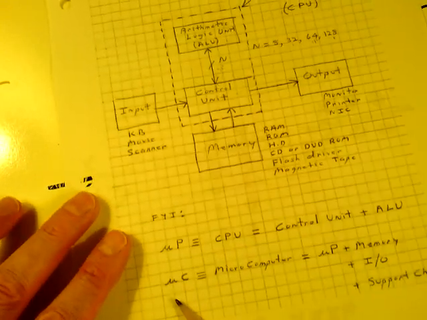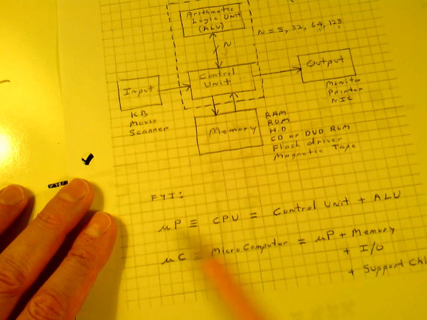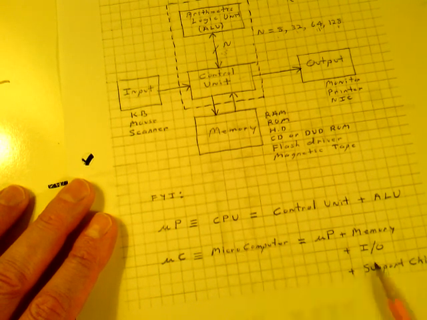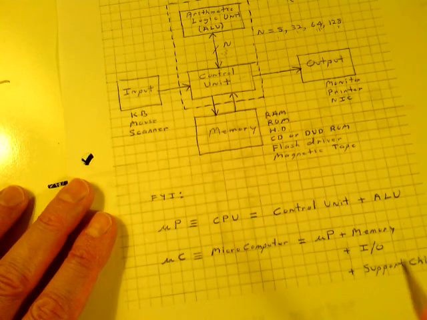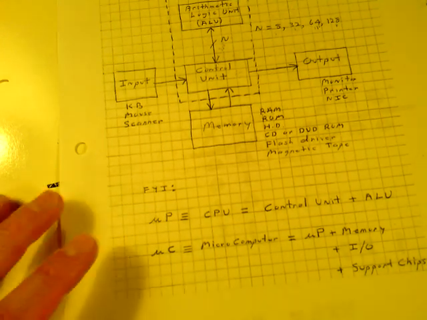Here's a microcomputer. What's a microcomputer? A microcomputer is basically a microprocessor plus 3 other things. It's this microprocessor plus memory, plus input-output chips, plus support chips. These are 2 equations that I think will help you understand. I mean, who hasn't gotten confused with central processing unit, arithmetic logic unit, microprocessor, microcomputer? Well, if you look this over, it'll explain all that to you.